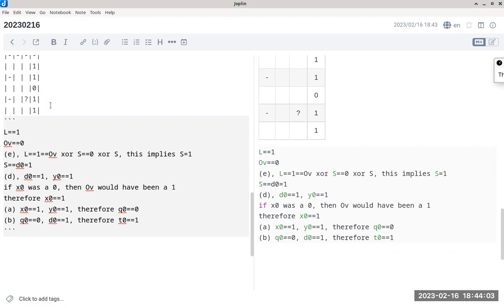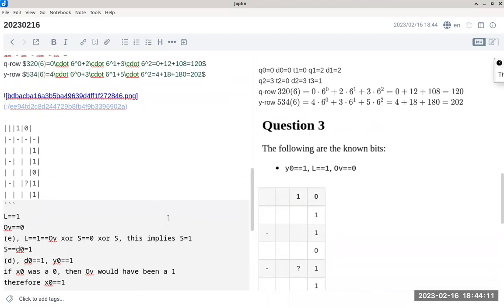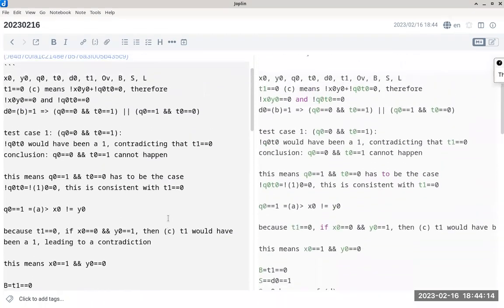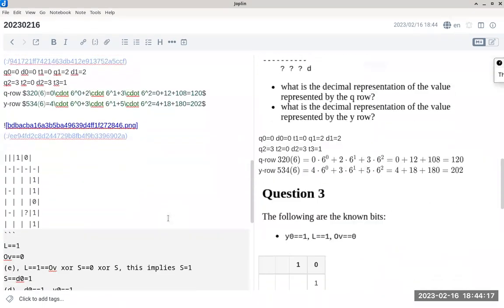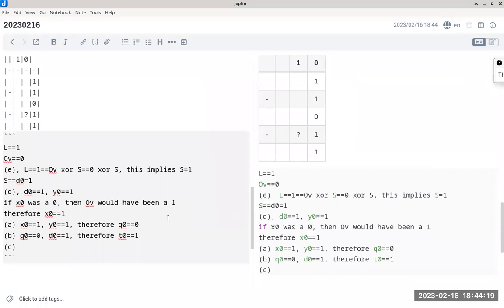All right, so we are almost done. We only have one more thing to figure out, which is T1, and I think it's rule C, but I can be wrong. Yep, rule C. So we know X0 is a 1, Y0 is a 1, Q0 is a 0, T0 is a 1. Because of rule C, we now know that T1 has to be a 1, because we do have a situation of a borrow. So we put a 1 here. All done.